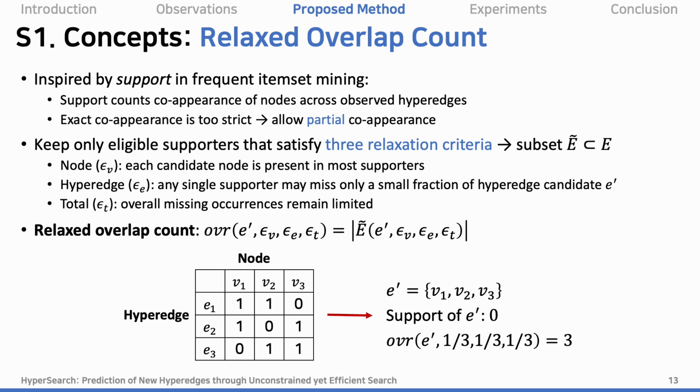For example, here the candidate has 3 nodes, but no hyperedge contains all 3, so the support is 0. However, if we allow one node to be omitted using a relaxation ratio epsilon, then 3 hyperedges satisfy the condition. The relaxed overlap count is defined as the number of such hyperedges.